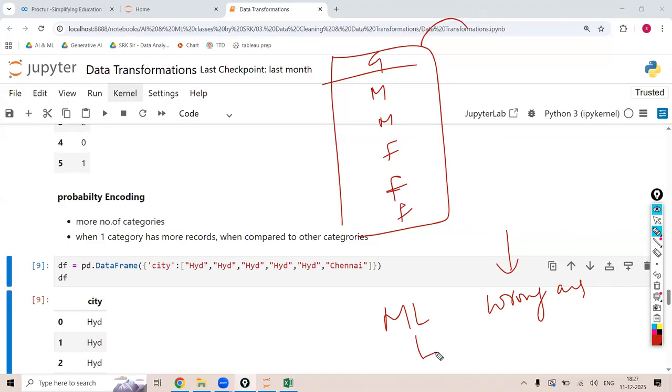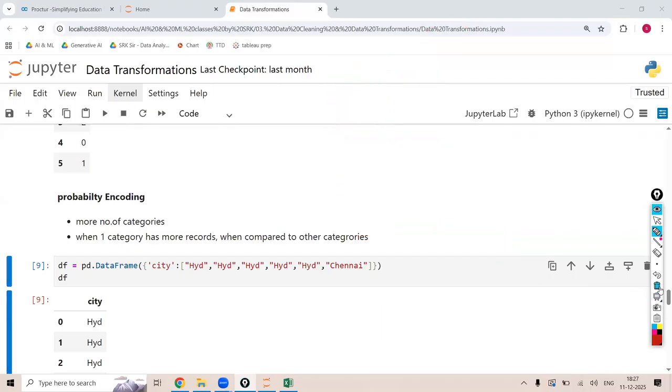Simple. If you provide the right data, the machine will also predict properly. If you provide the wrong data, what happens? The machine will not provide correct answers. To get correct answers, we have to give correct information to the machine.